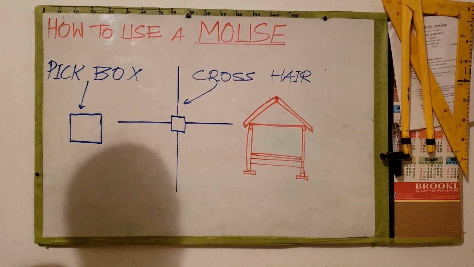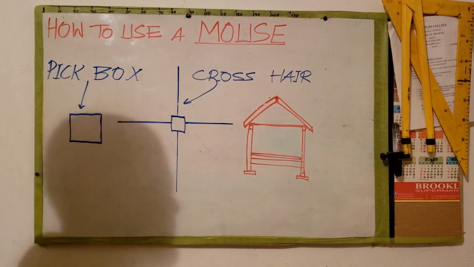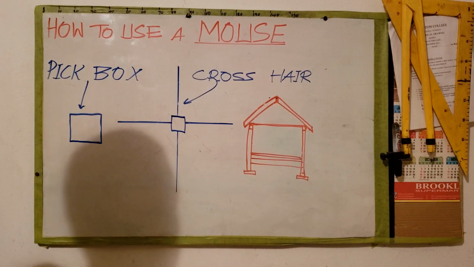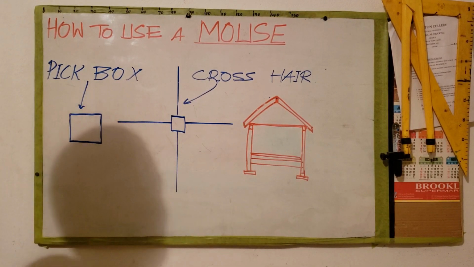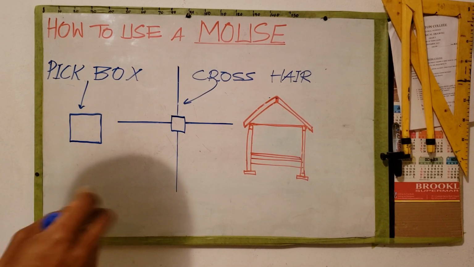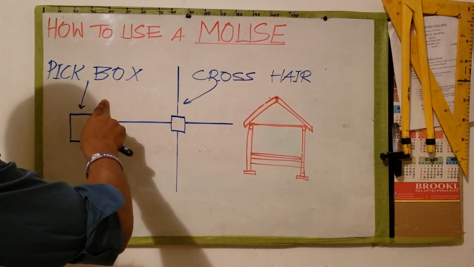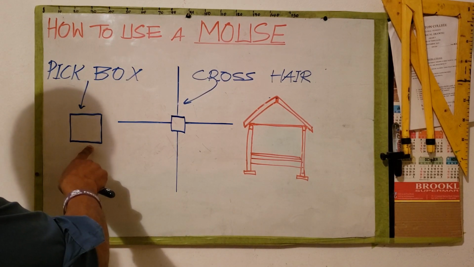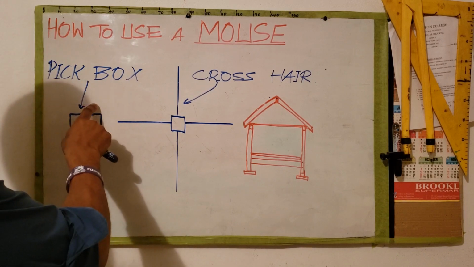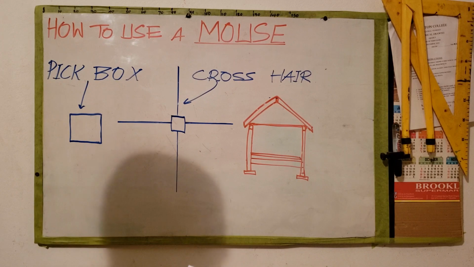In this video, I'll be teaching you how to effectively use your mouse. Once you open AutoCAD, you will see something looking like this. This is called the crosshair. Once a command is active, it will change from a crosshair to a pick box. Say for example, you click copy, it will change to a box which will give you the option to click onto the line that you want to copy or the object you wish to copy.